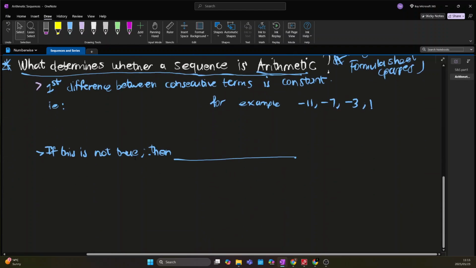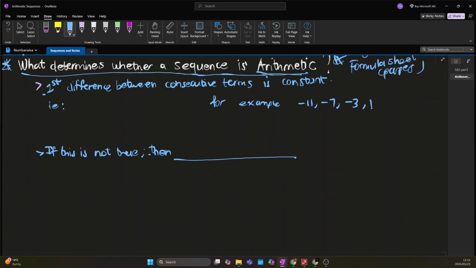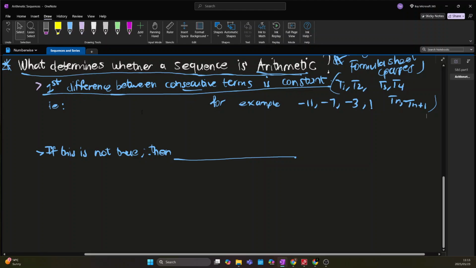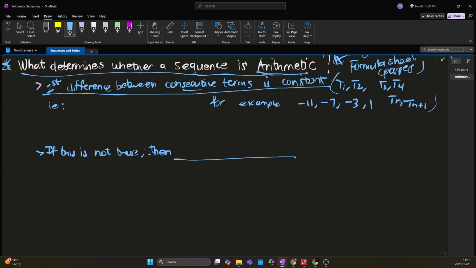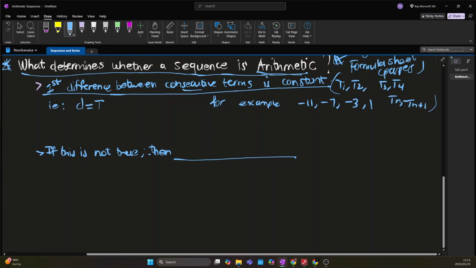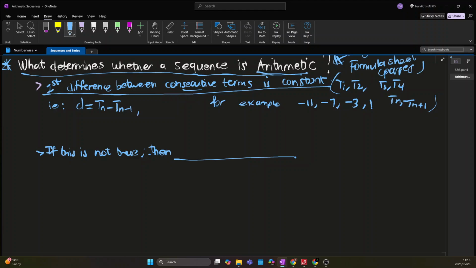The test that we need to do is to check whether the first difference between consecutive terms is constant. So what is a consecutive term? Consecutive terms can be T1 and T2, T3 and T4, Tn and Tn plus 1. They're just terms that are next to each other. This difference must be constant, and if it's constant, then we have an arithmetic sequence. That is, the D, which is Tn minus Tn minus 1, has to be constant, so it doesn't have to change.